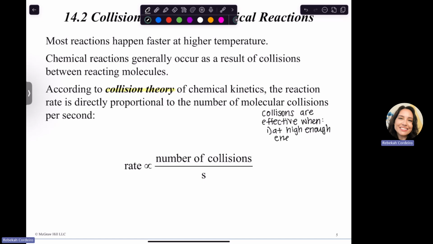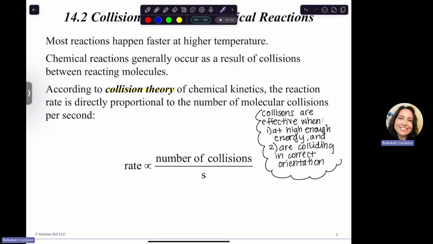So high enough energy. If the two reactants collide but not at the right energy, then they won't really do anything. And they have to be in the right orientation. Let's say incorrect orientation: we have to hit in the right spot. We'll look at a video in class that will help you with this idea. So first we have to collide with enough energy and in the right spot.